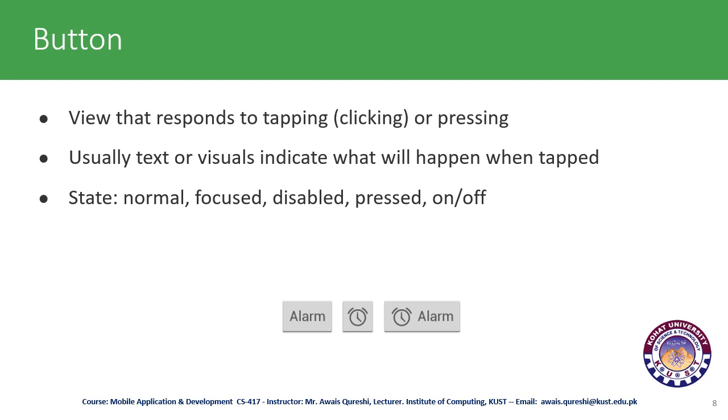The first UI component that we discuss is the button. You have seen buttons in your web application programming and in your desktop application programming environments, and button is a major or a very common UI element that is present in almost every IDE. So it is a view that responds to tapping, clicking, or pressing. Usually text or visuals indicate what will happen when tapped, and the state of the button is normal, focused, disabled, pressed, and on/off.